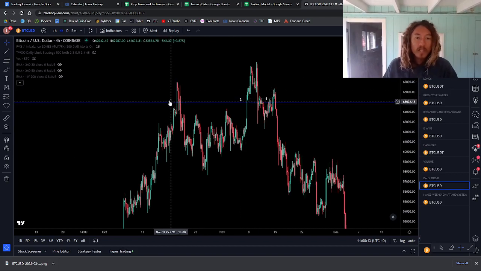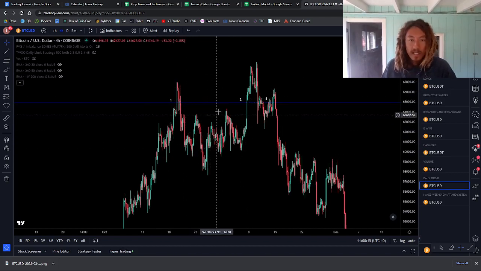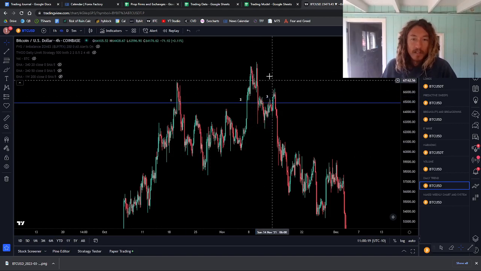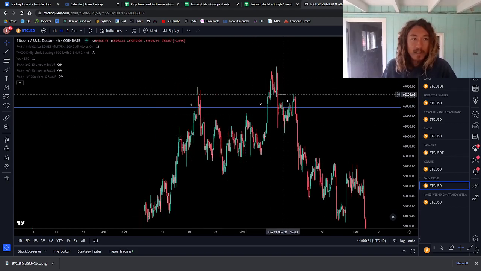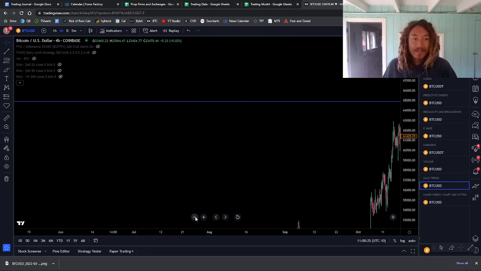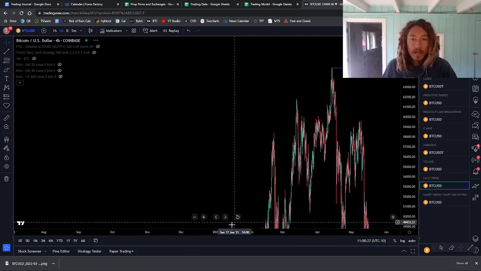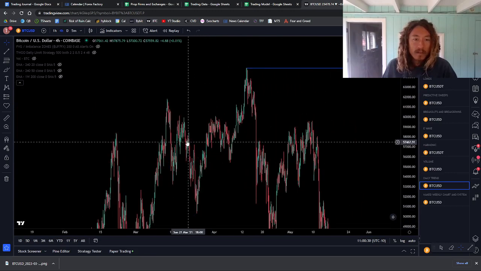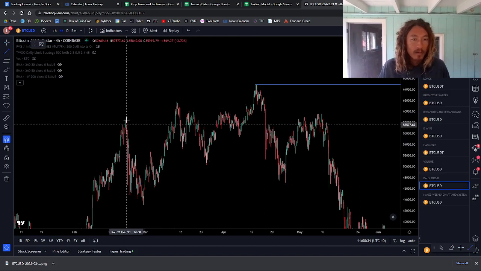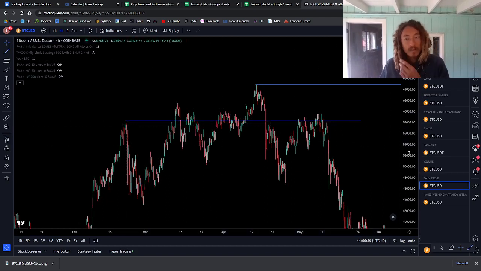So if it sweeps once, we can expect a second time, and then we could expect a third time to fail and not even get up here, possibly. And it did stop in this big 4-hour fair value gap here. Let's look at the earlier all-time high, where we first hit 60.